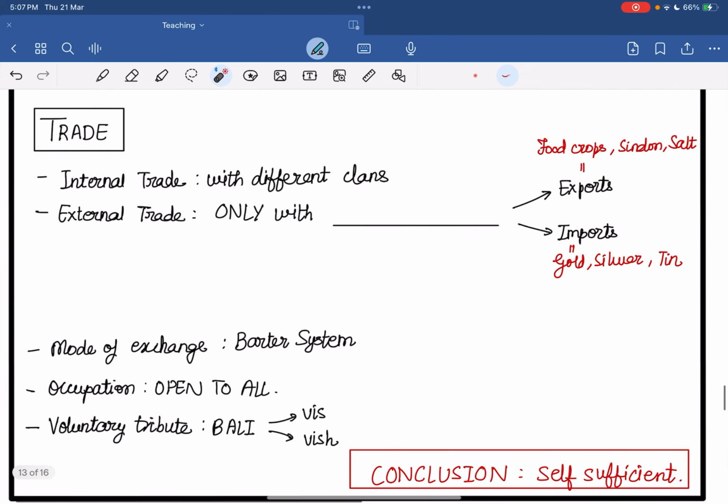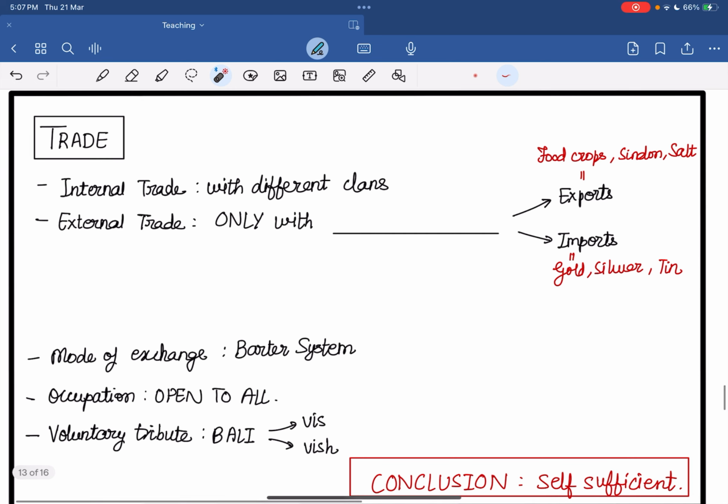When we talk about trade, you'll have to understand one thing, that internal trade was practiced with different clans. Remember, there were different clans prevalent and they fought amongst themselves for supremacy. So this internal trade was also with different clans of those times. External trade was only with Babylon. What is Babylon? Persia.